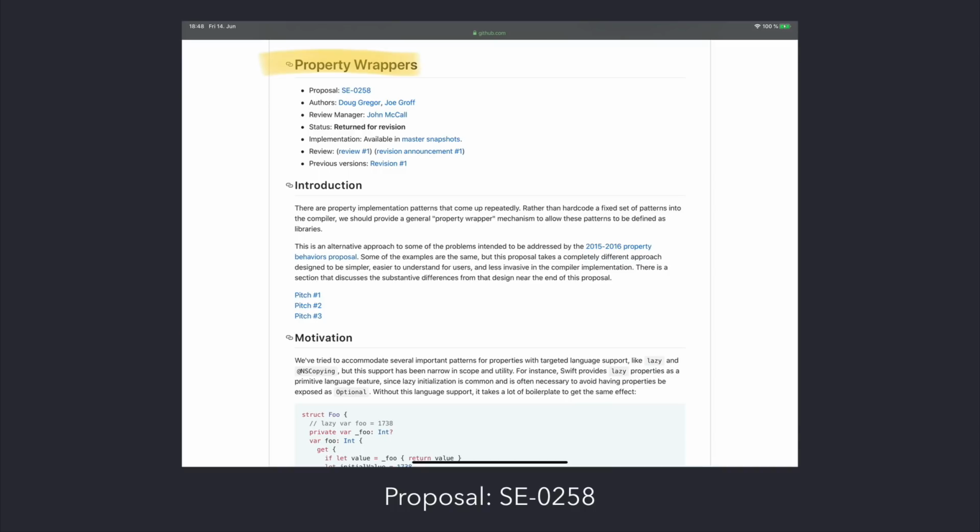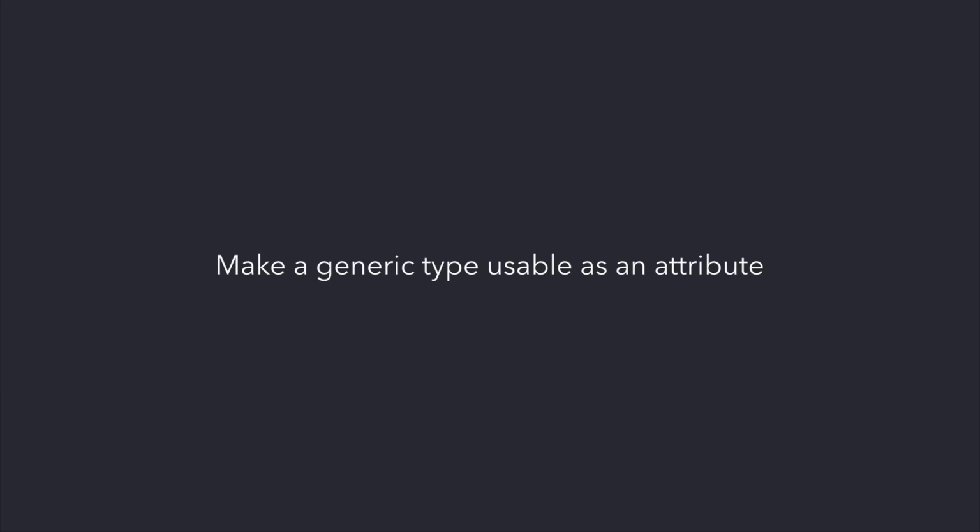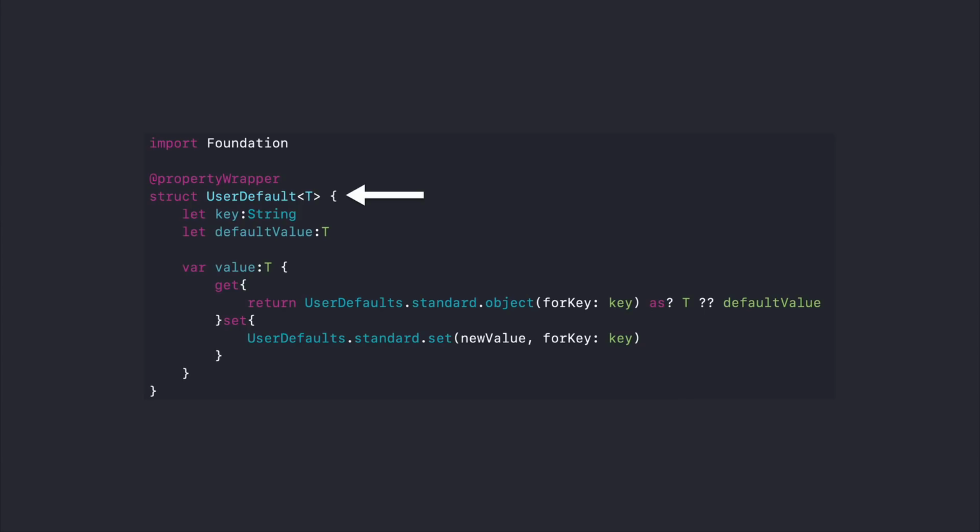You can read all about property wrappers in this Swift evolution proposal, but for us right now, we want to understand what we can actually do with them, and what we can do with property wrappers is making a generic type usable as an attribute. Now that might sound like nothing interesting, but let me give you a quick example to illustrate why this is so cool. So here I have a simple generic type called UserDefault. It does nothing fancy really.